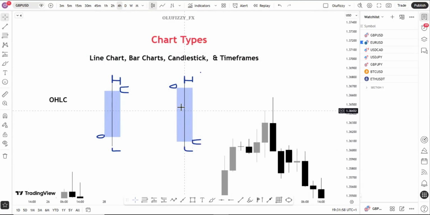So this is what we call the body of the candle. This body that you can see here is what we know as the body of the candle. So this is the body of the candle.